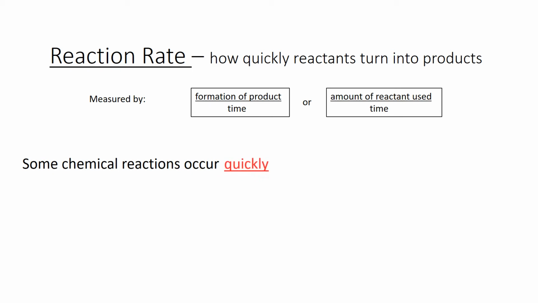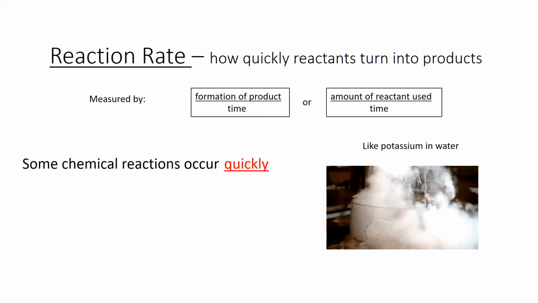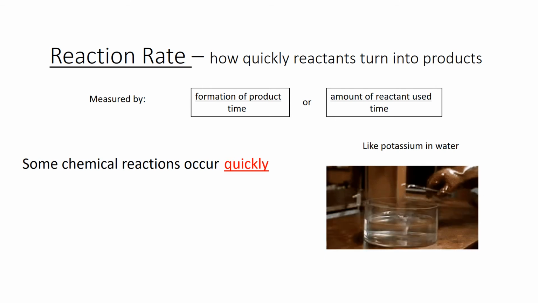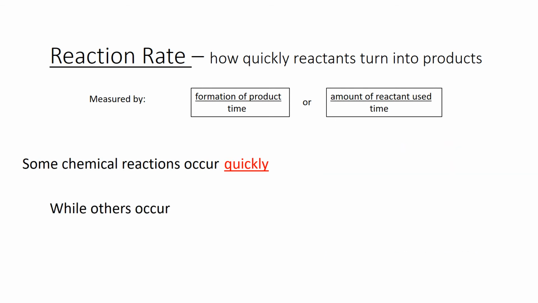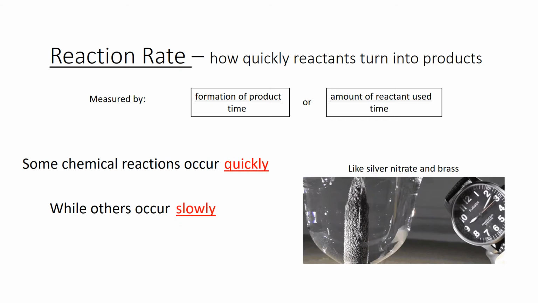Some chemical reactions occur very quickly, as in this example of potassium in water. It's also very violent, releasing a lot of energy. Other reactions occur slowly, like when silver nitrate and brass react. This is a time-lapse photo over several minutes to show the reaction.